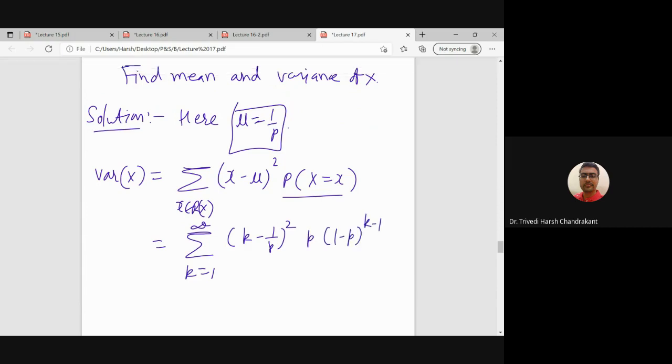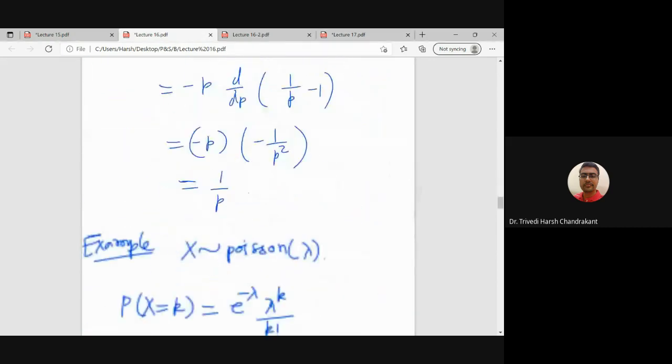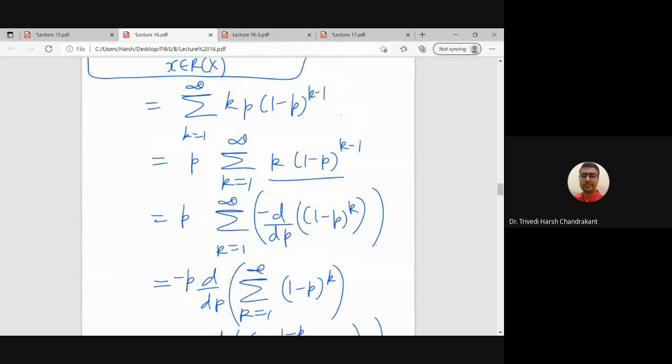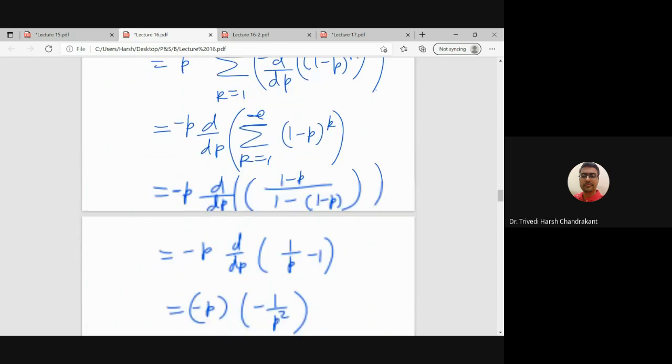Now in the last class, when we found the expectation, we came across this term that we reduced to the next term by taking p outside, using the known derivative formula of (1 minus p) power k. Then we switched the derivative and summation, because the summation is over k and the derivative is with respect to the different variable p. Then the series became a geometric series, whose sum we already know, and we solved it.